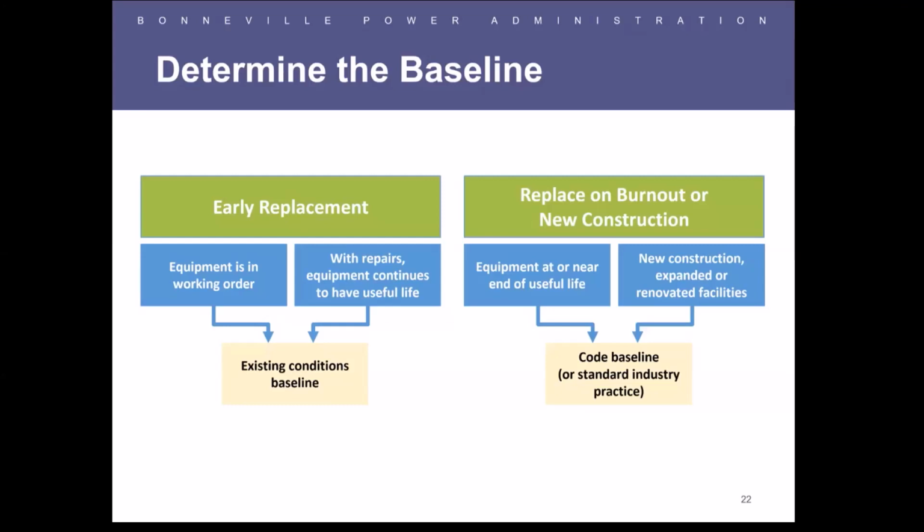If there is no applicable code that falls under the category of the project, then we would use a standard industry practice. And standard industry practice is the equivalent to a code minimum. And that's discussed in great detail in the new M&V selection guide.